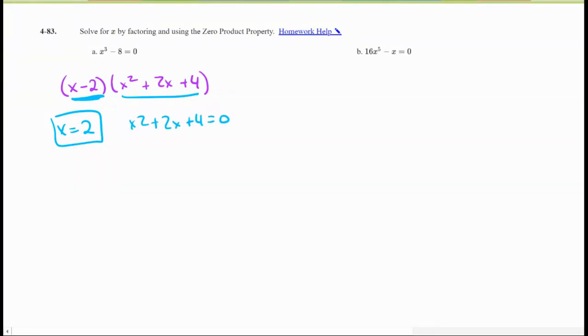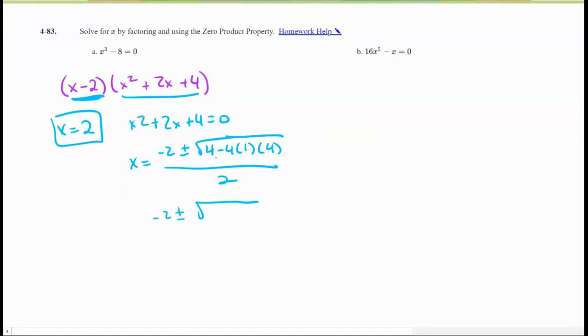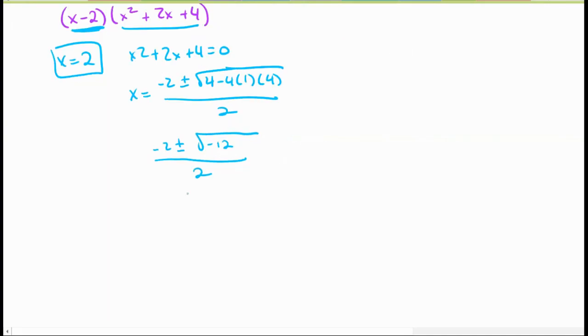And it doesn't factor, so I have to use the quadratic formula. So x equals negative b plus or minus square root b squared minus 4 times a times c all over 2a. So simplifying this becomes 4 minus 16, which is negative 12 in there. The square root of a negative is always going to give me i on the outside, right? I'm taking this negative out and it becomes i.